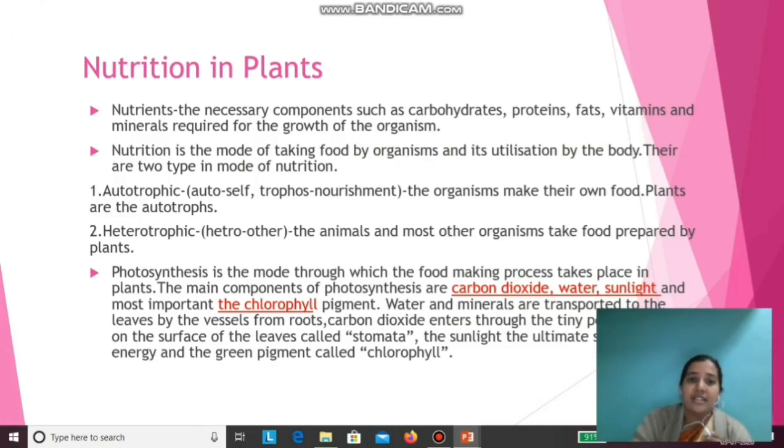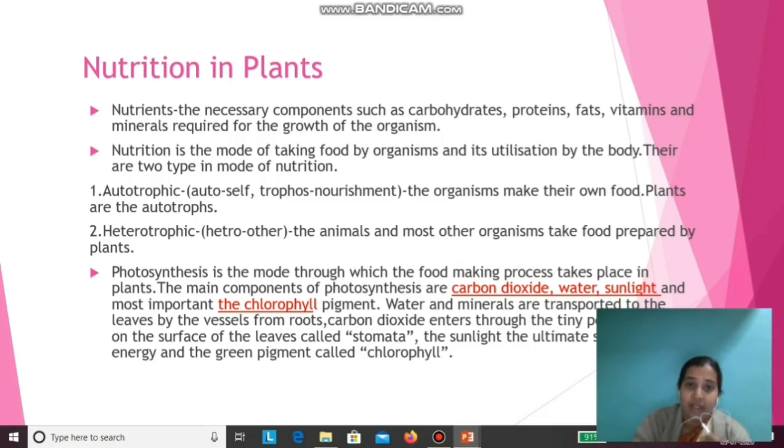So nutrients are very necessary for us. Yes or no? They are very necessary for us. Why? Because we do get our energy from these nutrients. So what are different kinds of nutrients then? We have carbohydrates, proteins, fats, vitamins, minerals, even water is there.